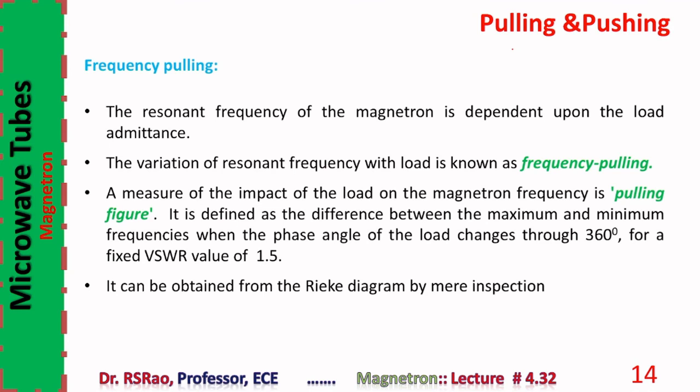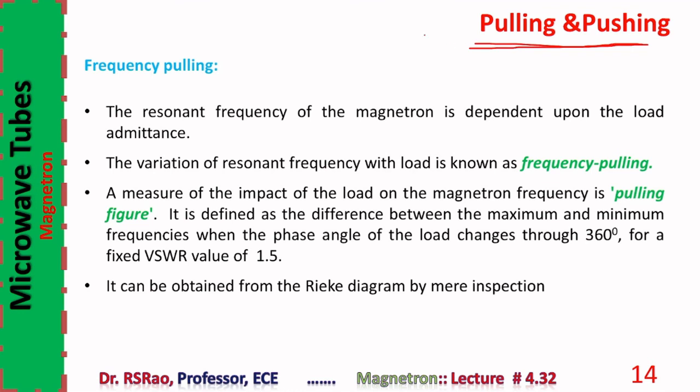Now, a few points regarding frequency pulling and frequency pushing. What is this frequency pulling, frequency pushing? The frequency of the device, the magnetron, depends upon anode voltage, anode current, and also load admittance. If anode voltage or anode current is varied, frequency varies. If load admittance is varied, then also frequency varies. This dependence of frequency on anode voltage, anode current, and load admittance is measured by frequency pushing and frequency pulling.